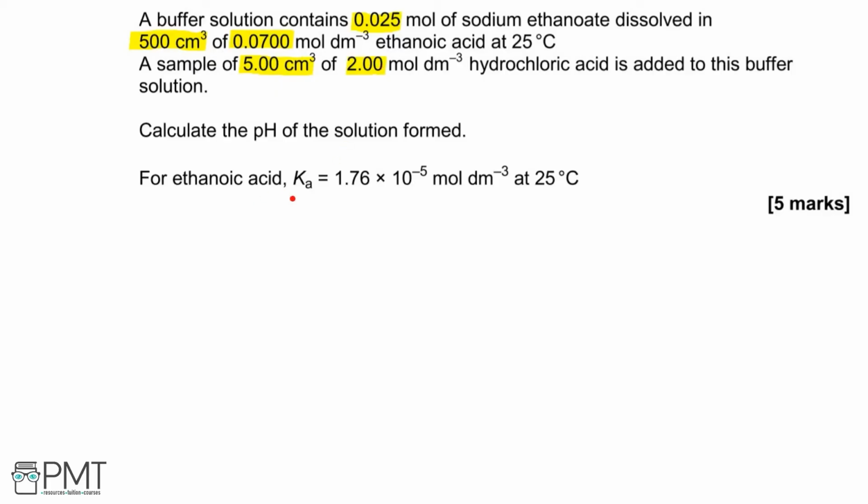For ethanoic acid, the acid dissociation constant is equal to 1.76 times 10 to the minus 5 moles per decimeter cubed at 25 degrees Celsius. This question is worth 5 marks. Once again, we can expect to only have 1 of these marks for our answer. The remaining 4 will all be for the working.